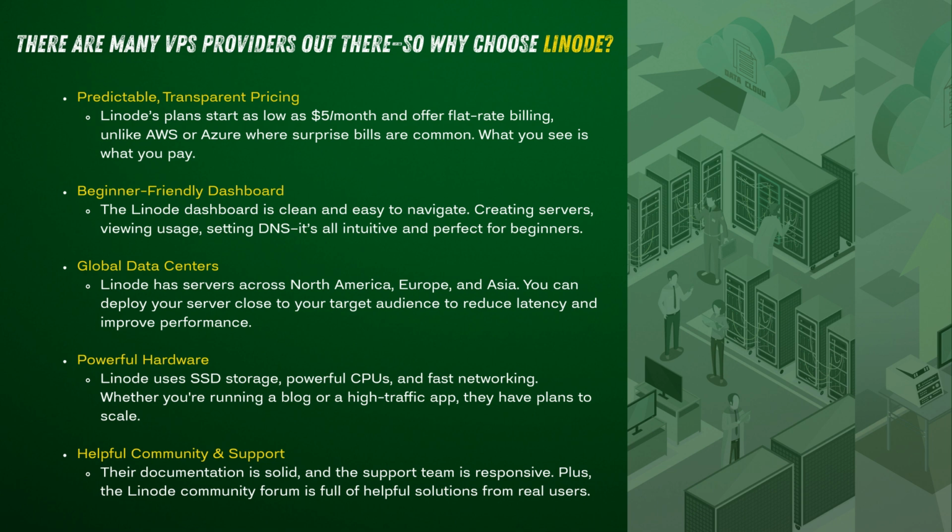Global data centers. Linode has servers across North America, Europe, and Asia. You can deploy your server close to your target audience to reduce latency and improve performance. Powerful hardware. Linode uses SSD storage, powerful CPUs, and fast networking. Whether you're running a blog or a high-traffic app, they have plans to scale. Helpful community and support. Their documentation is solid, and the support team is responsive. Plus, the Linode community forum is full of helpful solutions from real users.